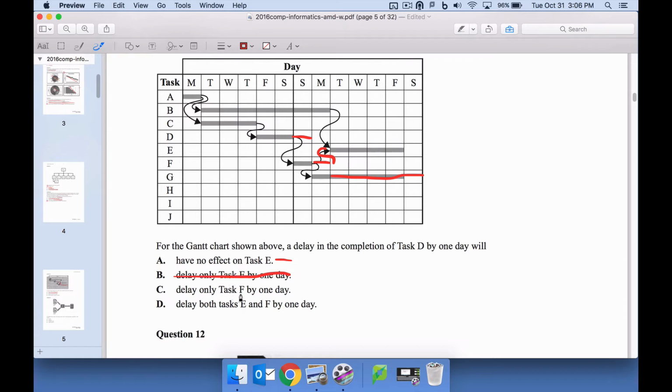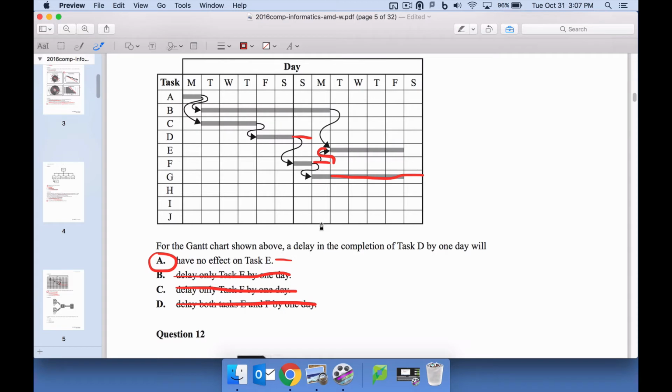C, delay only task F by 1 day. So task F is delayed by 1 day, but also task G is delayed by 1 day. So it's not only delaying one task. So that's wrong. D, delay both tasks E and F by 1 day. E is not delayed and F is. So that's wrong. So it must be going back to A, it must be have no effect on task E.